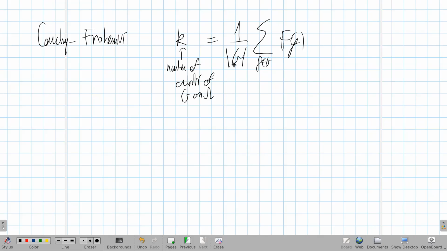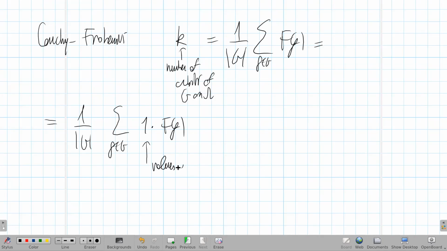Why is it so? Because now I rewrite this as 1 over |G|, the sum over g in G, of 1 times f of g. Well, this looks harmless, but these are the values of the trivial character. Remember, the trivial character is the character of degree 1, associated to the representation of dimension 1, in which you send every element of G to the identity 1 times 1 matrix, which has, of course, trace 1.